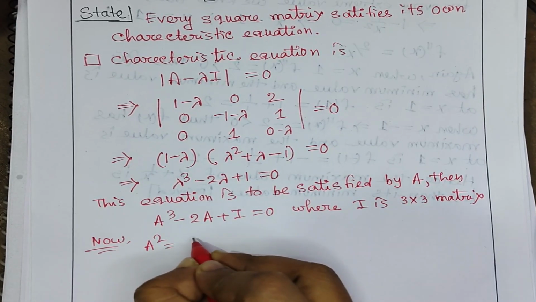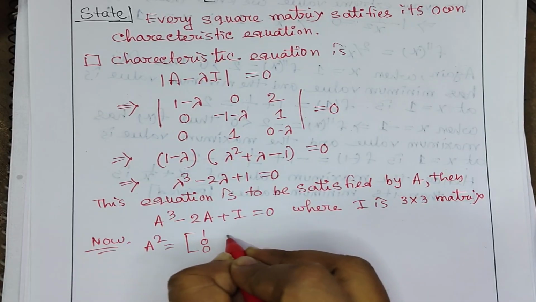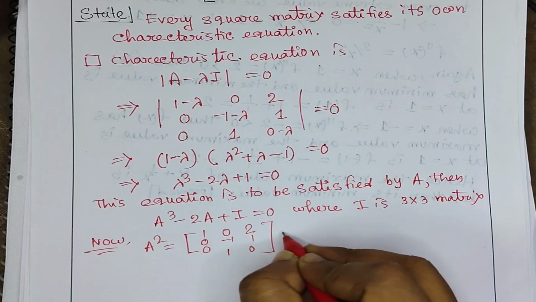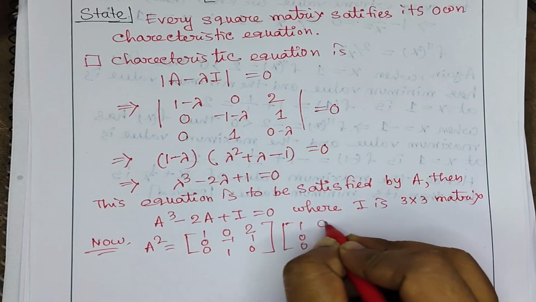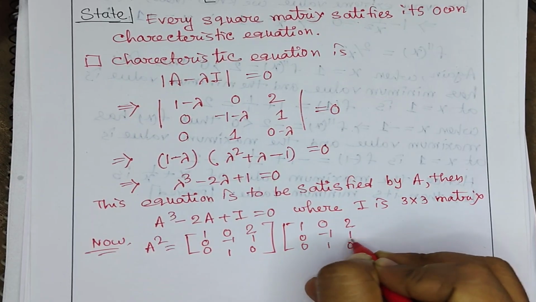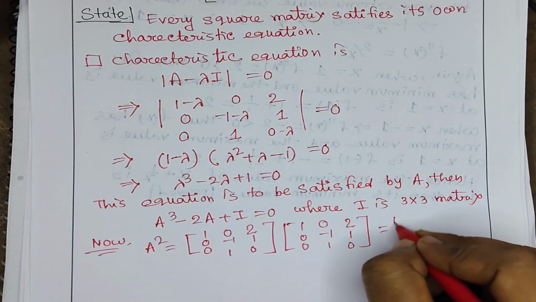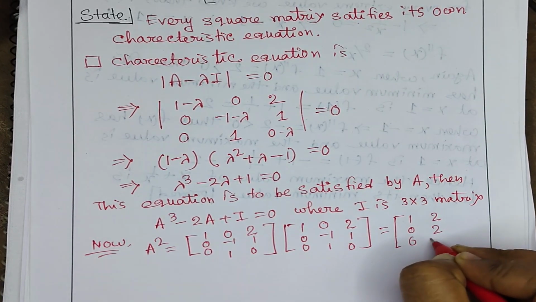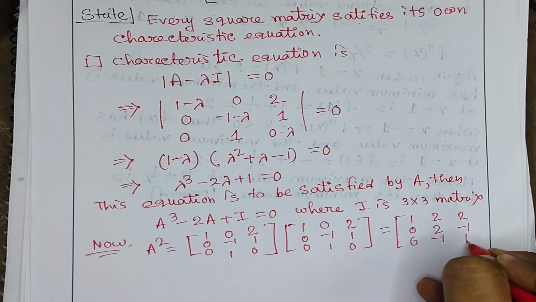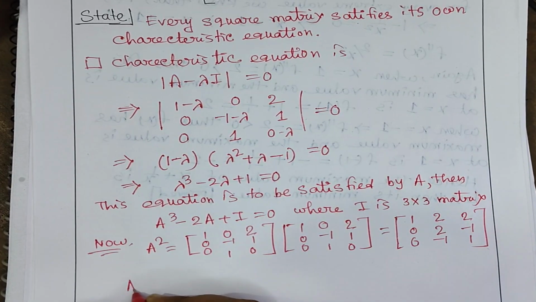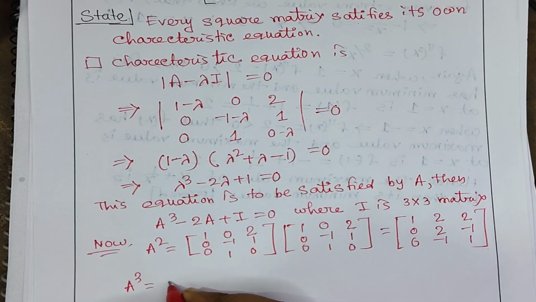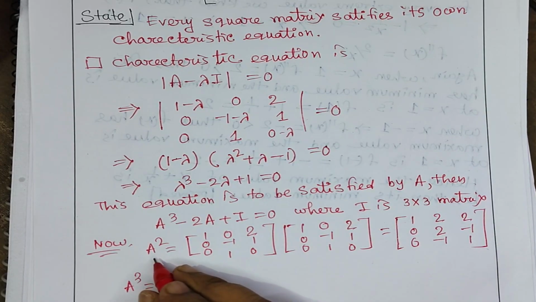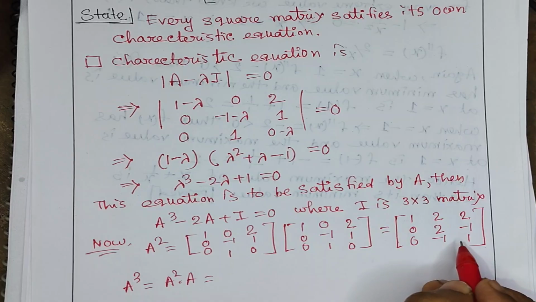Now A² equals [1 0 0; 0 -1 1; 2 1 0] times [1 0 0; 0 -1 1; 2 1 0], and simplifying that we can easily find [1 0 0; 2 2 -1; 2 -1 1]. And A³ is represented as A² times A, and what is the value of A²? A² is this.